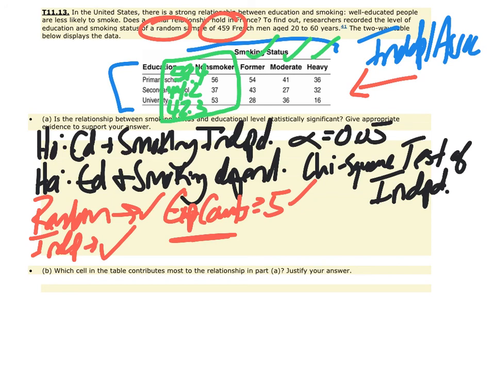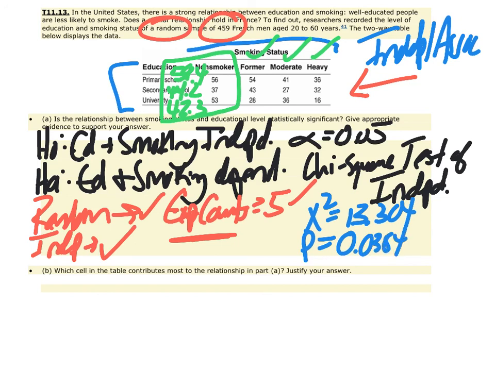All right, I'm going to move into the do portion now. For the do portion, after you have run the test, all I would suggest writing down is the chi-square statistic. It's 13.304. The p-value was 0.0384. The degrees of freedom must be listed. It's going to be rows minus 1 times columns minus 1. So that's going to be 3 minus 1 and 4 minus 1, which is going to give us 6 degrees of freedom.